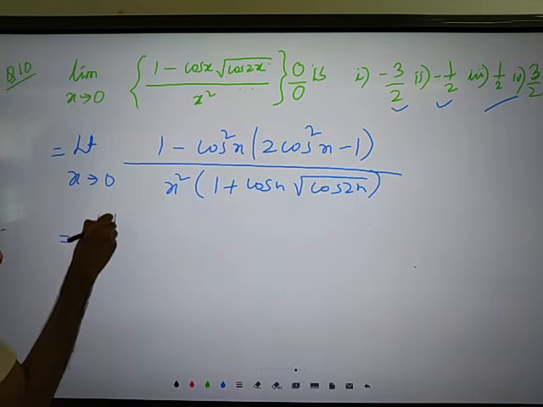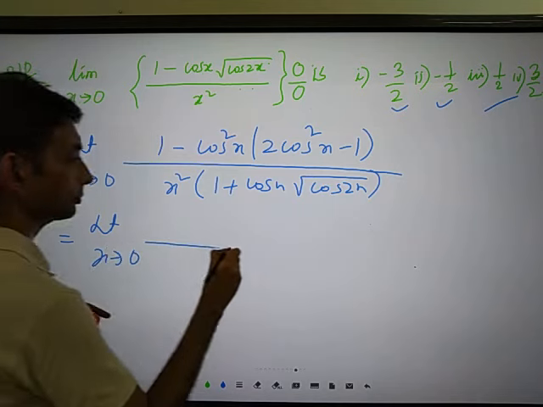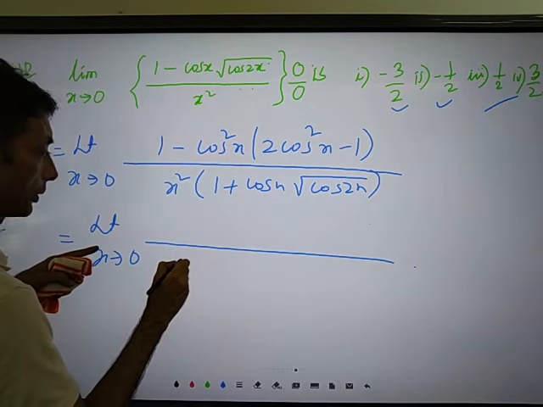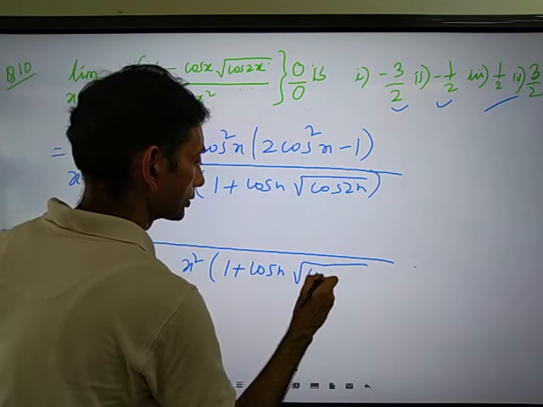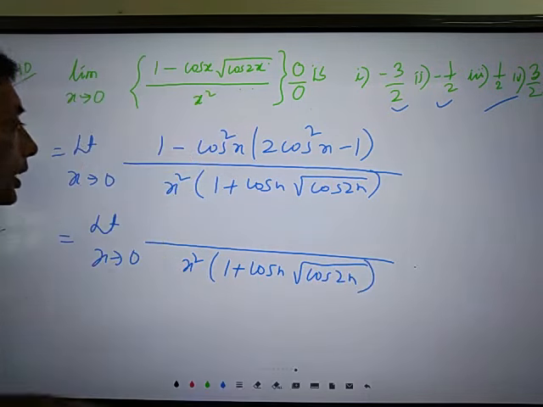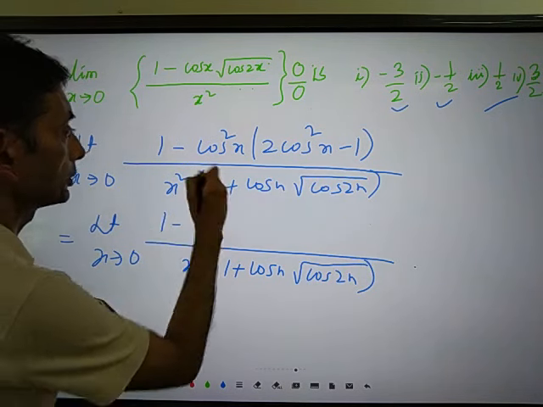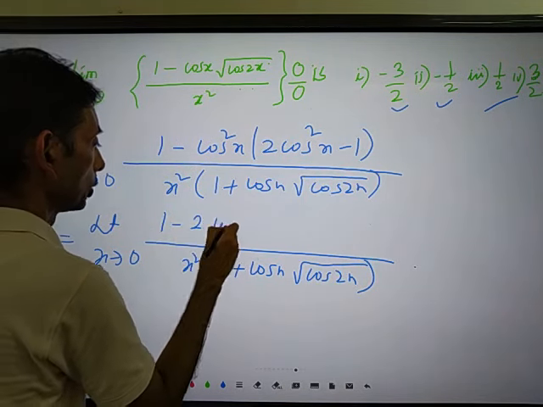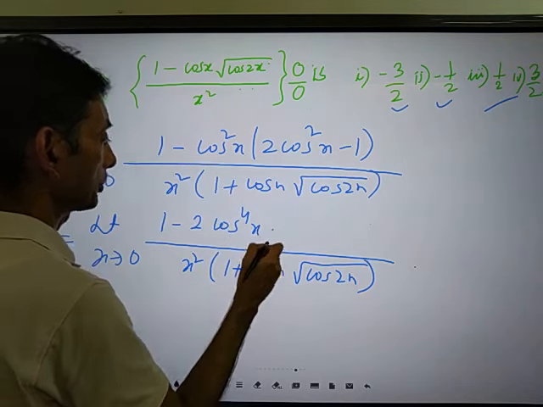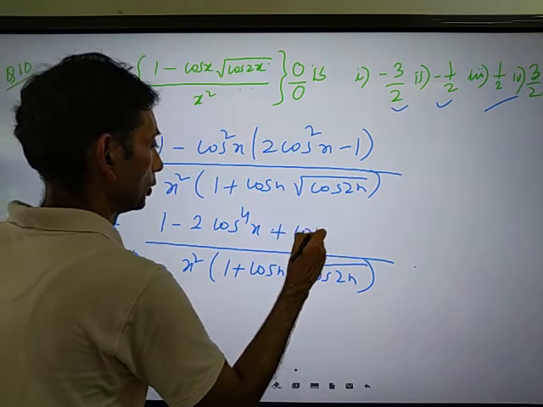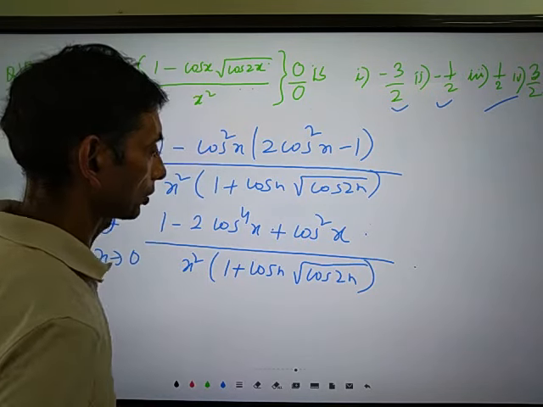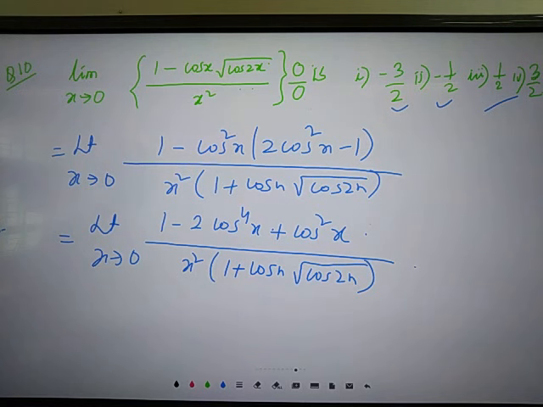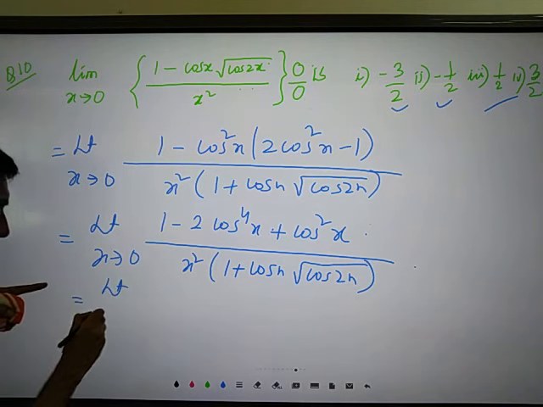So limit x approaches 0. This is x squared 1 plus cos x cos twice x. So it's 1 minus, right? We'll just multiply this. 1 minus 2 cos to the power 4x. Then minus minus plus, this is plus cos square x. Then this is 1 minus 2 cos to the power 4x plus cos square x. Okay. So what's the next term? Next term you can write in this way, like limit x tends to 0.